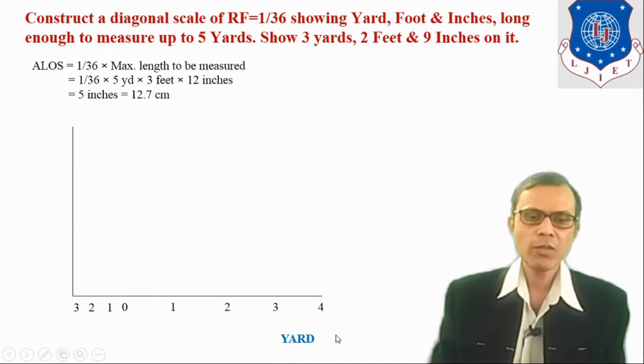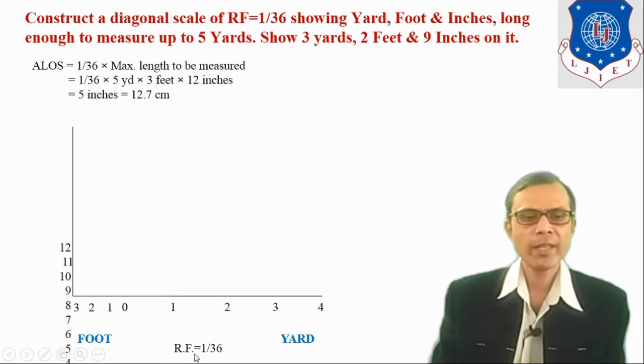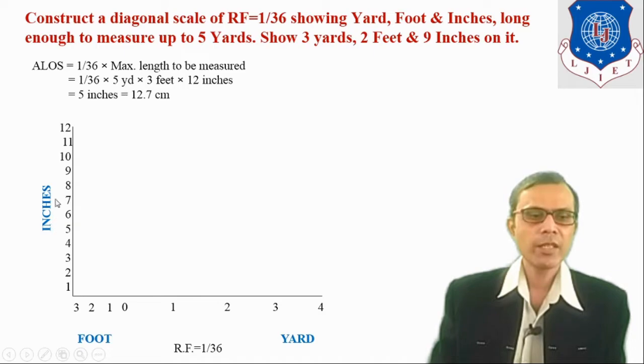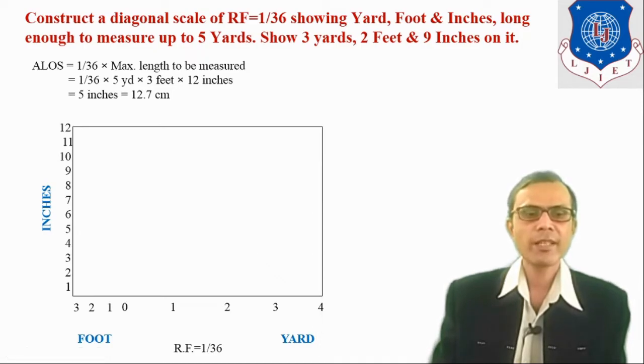So write down the units here: the biggest unit is yard, then foot. In the middle, always write down RF is equal to 1 by 36. These are the 12 divisions of this vertical line. The unit is inch. Now complete this rectangle as shown here. Complete this rectangle.